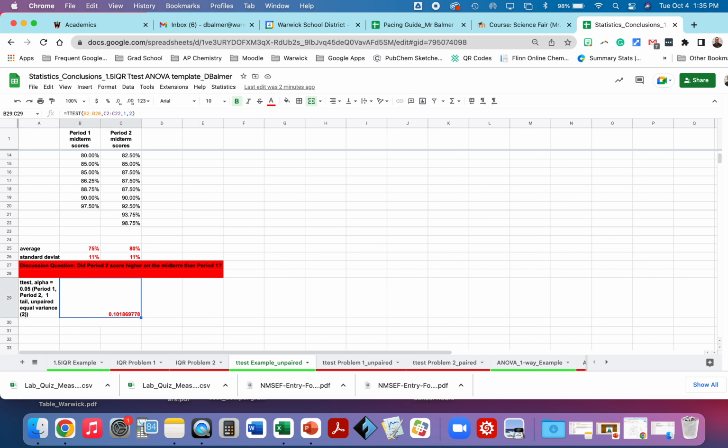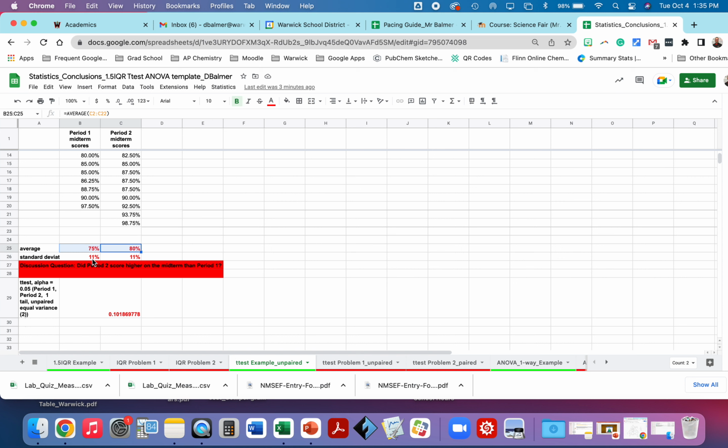And the problem is my data set came in at 0.10 or 10%. So if my cutoff is 5%, but there's a 10% chance that these two groups are actually different, then I'm not allowed to get rid of that null hypothesis. The little mnemonic device that I learned is if this p-value is lower than 0.05, then the null hypothesis must go. So in this case, I'm not able to get rid of the null hypothesis, so I'm not able to say that 80% is better than 75%.